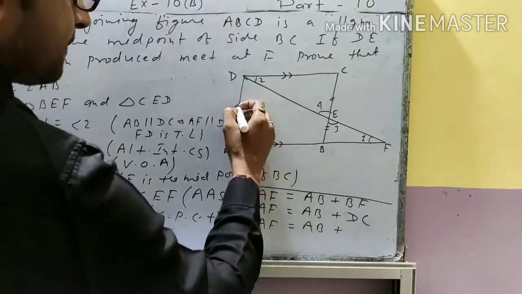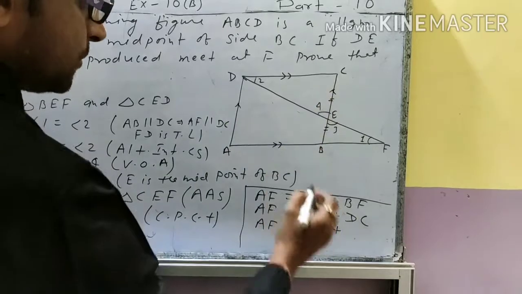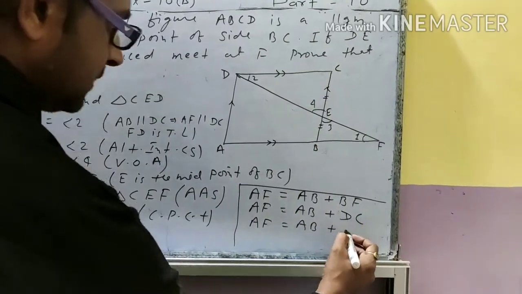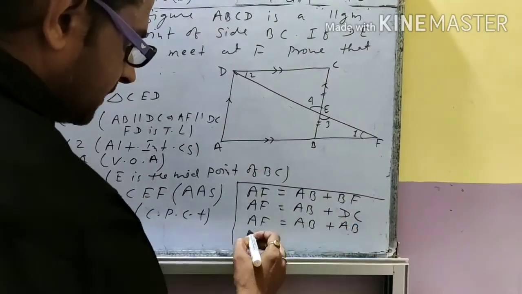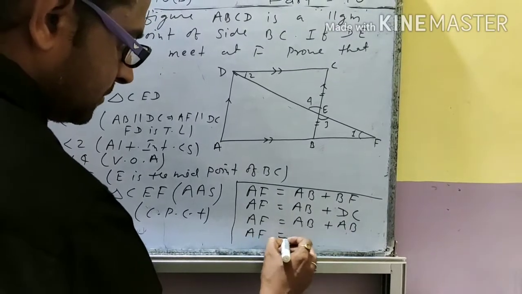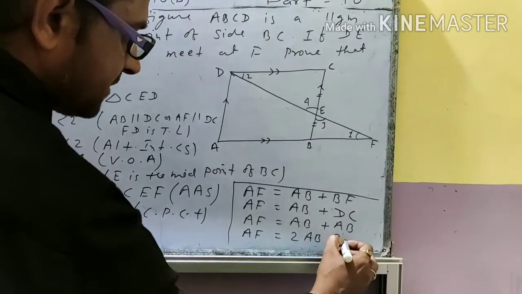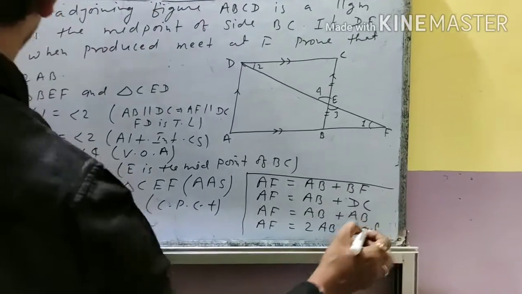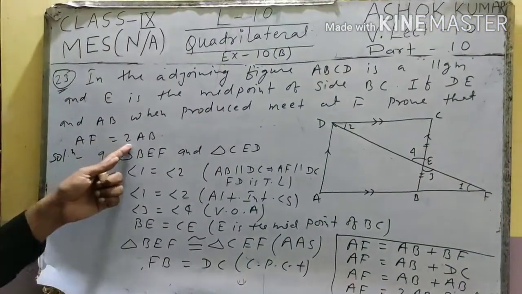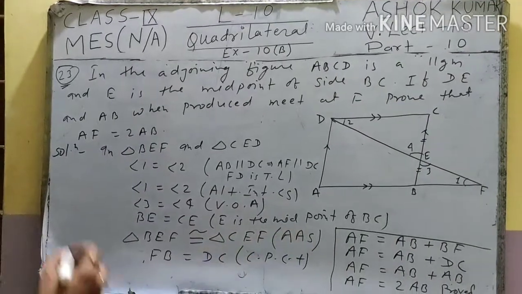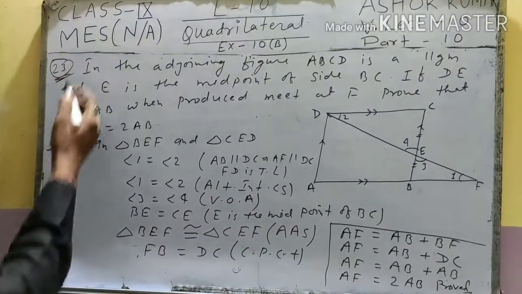ABCD is a parallelogram, so DC is equal to AB. So AF is equal to 2 times of AB. This is your proof. Okay, student, AF is equal to 2 times of AB. So student, I hope you will understand question number 23.